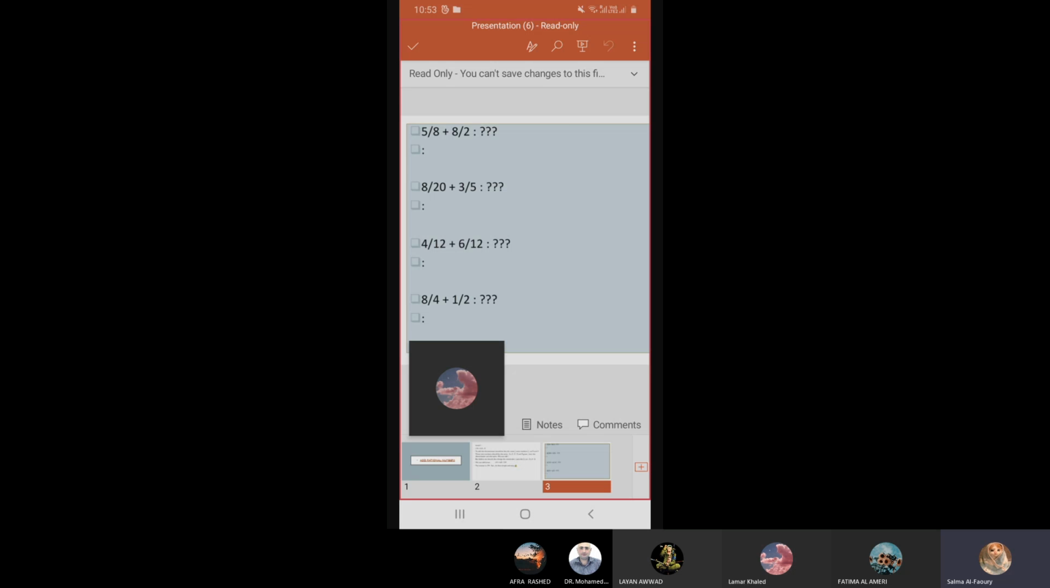So 5 times 4, the answer is 20. Right, so 20/20, they're the same. But when we change the denominator, we should also change the numerator. So 3 times 4 is 12. We can add right now. So 8/20 plus 12/20. And 12 plus 8 is 20.